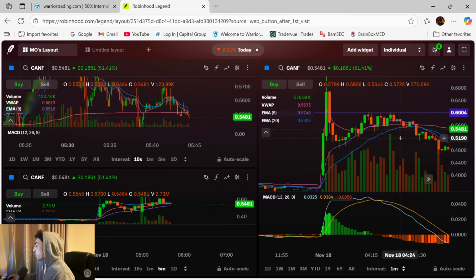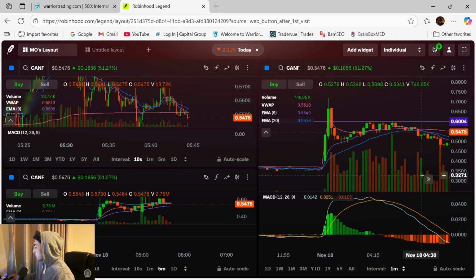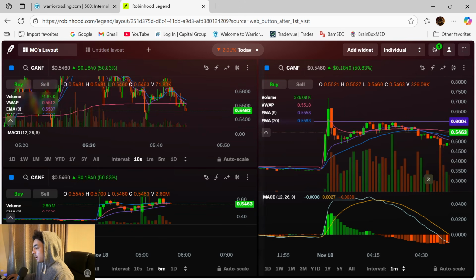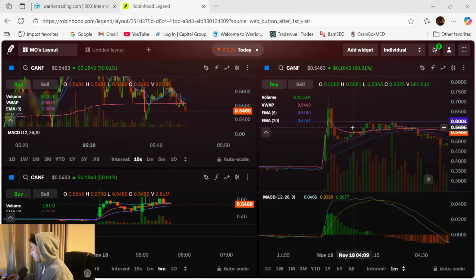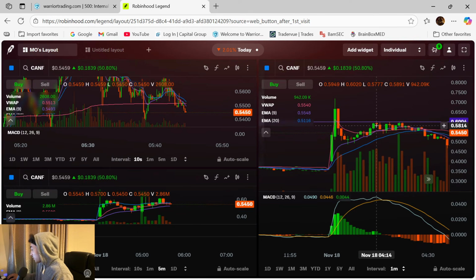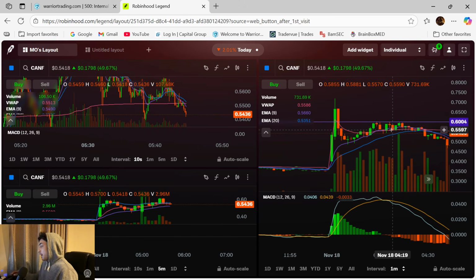So I'm like, okay, I'm going to work with this and see what I can do. This is a 1 minute, 5 minute, 10 second chart. We can see it took a huge dump, and what I was looking at, I was like, okay, there's clearly a wall at 60 cents here. Kenneth had 10 million shares, and there was news.